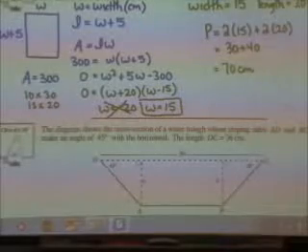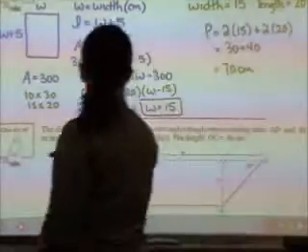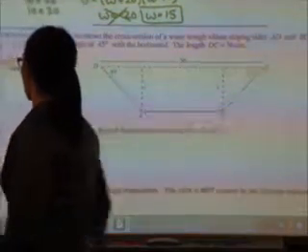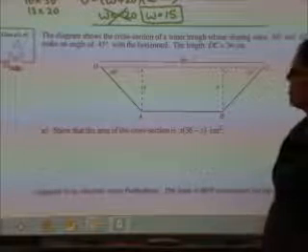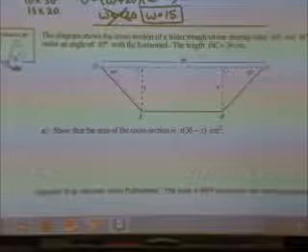Now if I look at class example number 5, this is the diagram of the cross-section of a water trough. The sloping sides AD and BC make a 45-degree angle with the horizontal. The length of DC is 36 centimeters. Show that the area of the cross-section is equal to x times 36 minus x square centimeters.